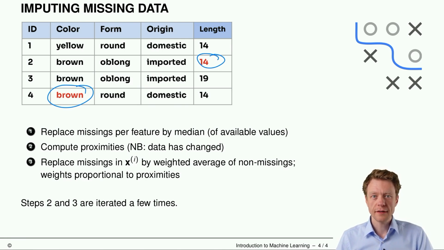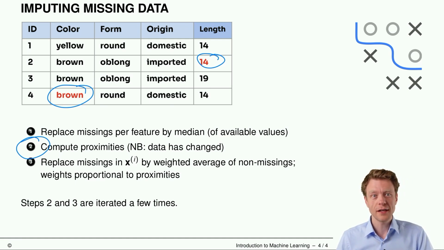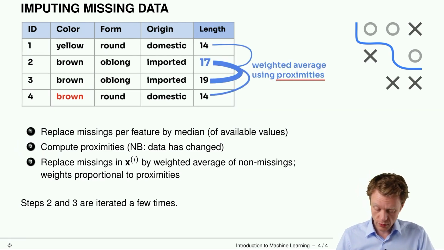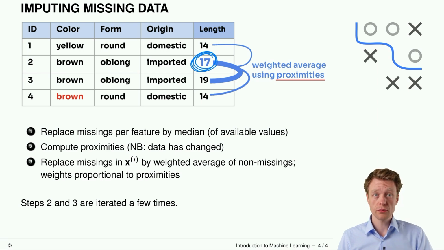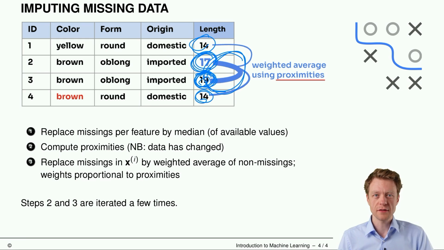Now that we have a data set without missing values, we can compute the proximities. So we have to do some imputation first, but now we can do this. That's the second step. Now we've computed the proximities after the data set has changed, and now we can replace the missing values by a weighted average of the non-missing values. Let's say we look at the column length here and remember that this observation was missing beforehand. After imputing the median of all the missing values, we can compute the proximities. For example, the third observation and the second observation seem to be not that far away. So we take a weighted average of 14, 19 and 14, but 19 gets a high weight because the proximity between these 2 observations is rather high.